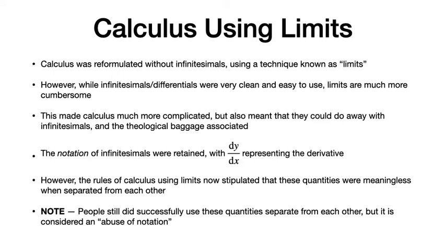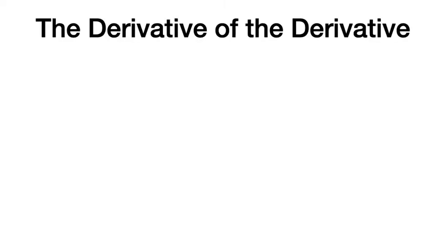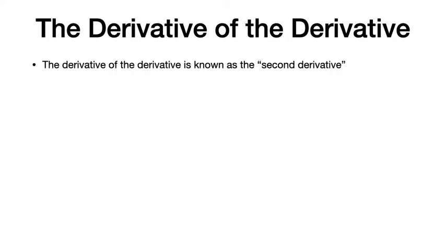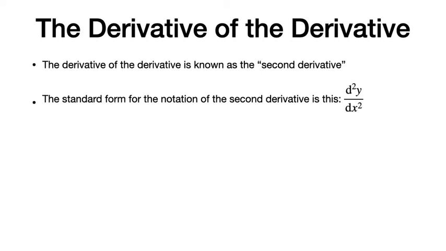So this leads to a problem. This works fine in the first derivative. Some people abuse notation and get away with it, but there actually is a problem when you get to the second derivative, which is the derivative of a derivative. The derivative of a derivative is known as the second derivative. So if y equals x squared, the derivative dy over dx was 2x. Well, that itself is an equation that you can take the derivative of. So the standard form of this notation is this.